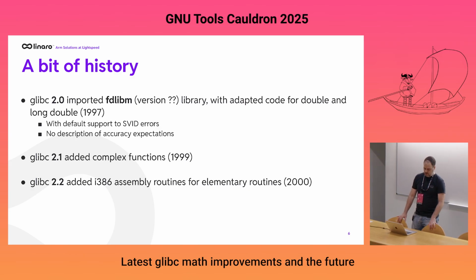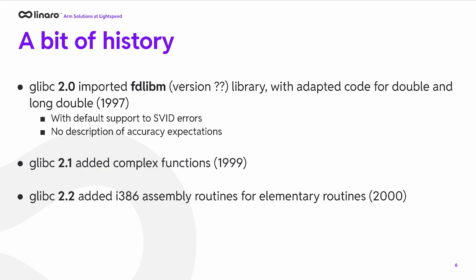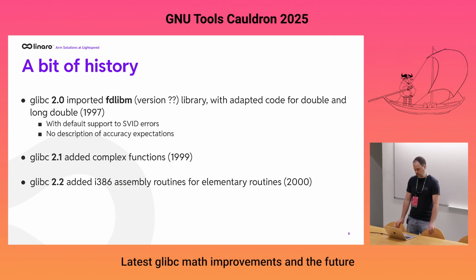So the first glibc that imported a math library was 2.0, in '97. It imported this project that is used in other libc implementations, fdlibm. And there were a lot of code adaptations to work with double and long double back then.